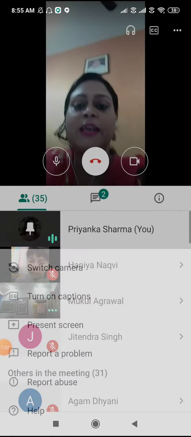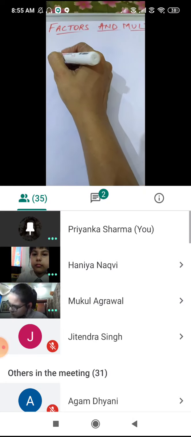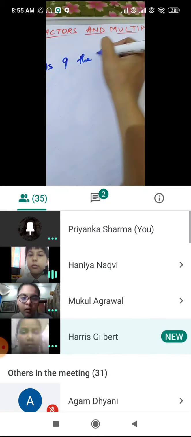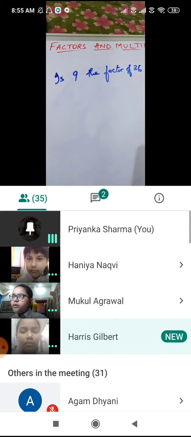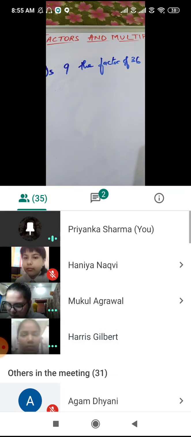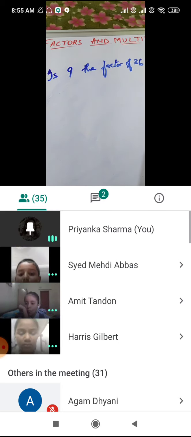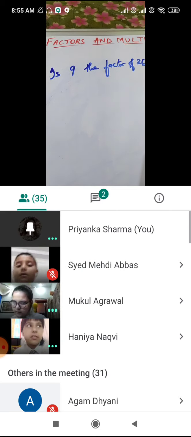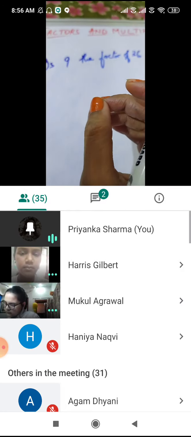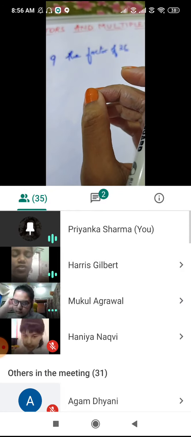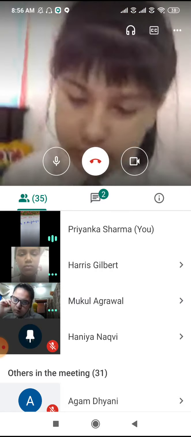So the next question says, is 9 the factor of 36? We have to find this out. The simple and easiest way. Let me speak, you all don't speak. Mute your mics. The easiest way to find out whether a number is a factor of the bigger number is that you have to divide the number.